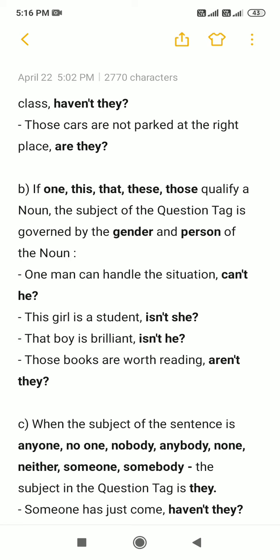This girl is a good student. Is not she? This is qualified by the noun girl. We have written she as a subject in the question tag. The boy is brilliant. Is not he? For the boy, the subject is he. Those books are worth reading, aren't they? Those books. We have a plural noun here. Hence, the subject is also plural in the question tag.